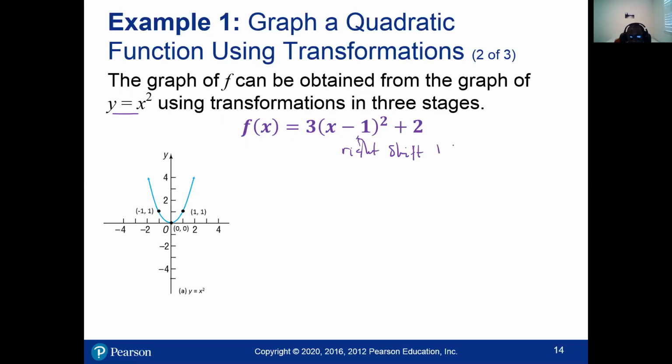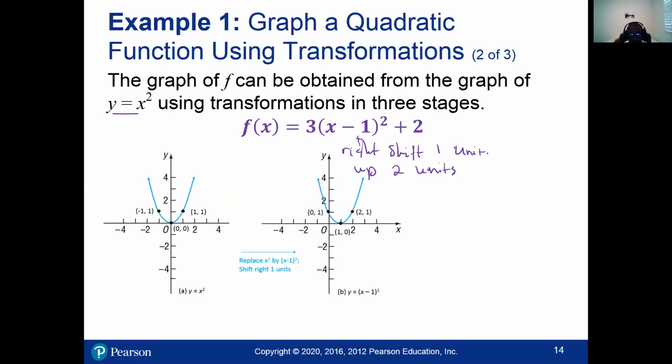1 unit. And then we multiply by 3. That will be a vertical stretch by 3. And then we move it up 2 units. So these are the following transformations. We have the basic function, and I'm going to shift it to the right. If you shift to the right, the vertex point will be 1, 0, and then the y coordinate will just remain the same.